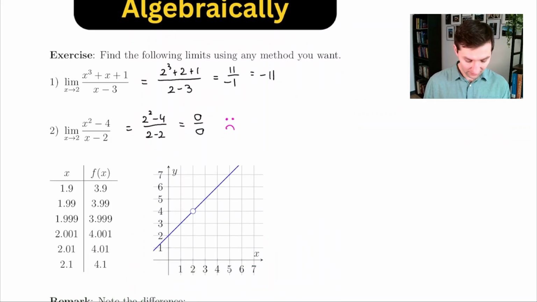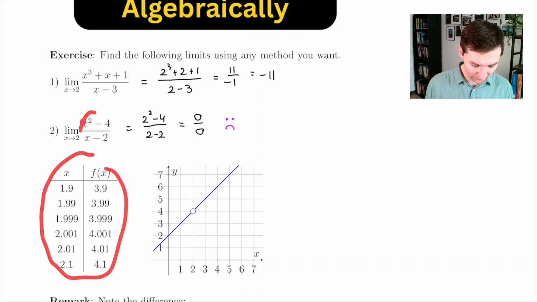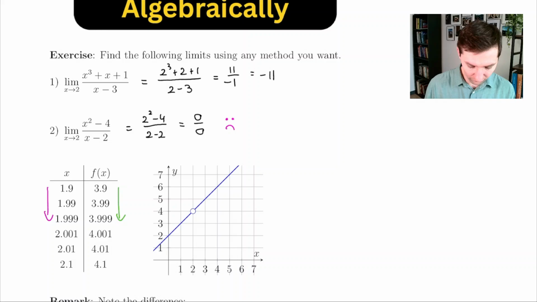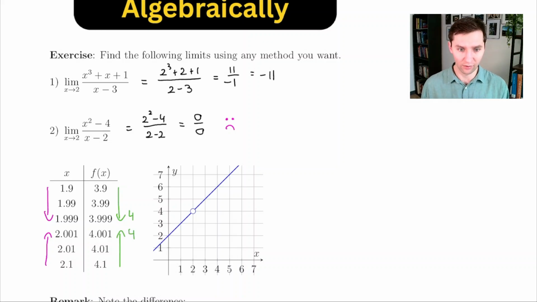Below, you can see a few values of this function around x equal to 2. Note that as x's get closer and closer to 2 from the left, the y values get closer to 4. As the inputs get closer to 2 from the right, the y values, the outputs, get closer to 4 as well, which suggests that the limit of this function is 4.